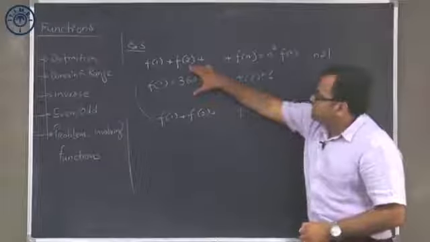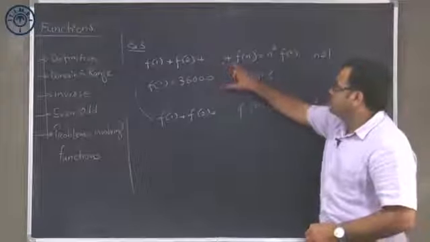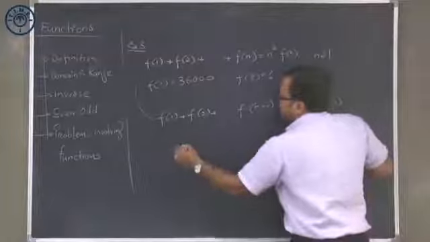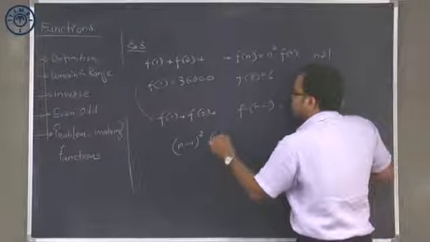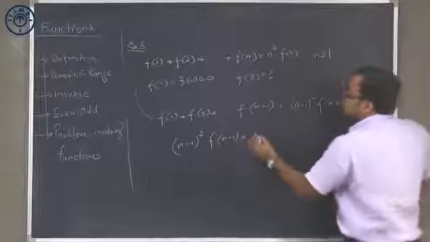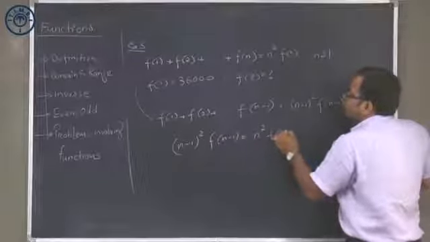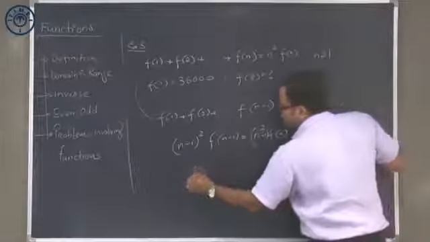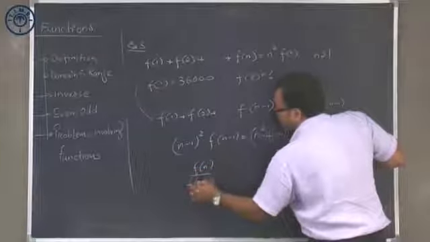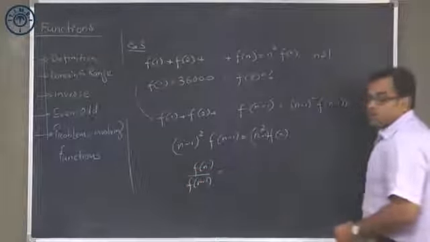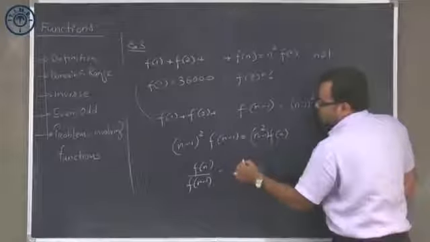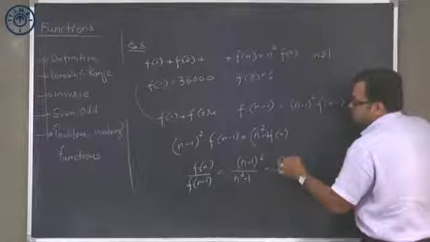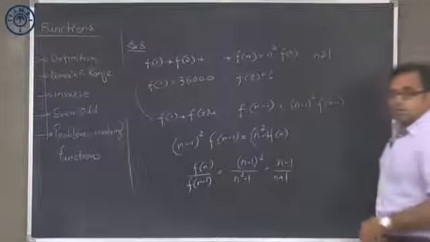Now from here, if I substitute this thing here, this will be f of n minus 1 plus f of n, and this is equal to the whole series. So substituting till f of n minus 1, I will get n minus 1 whole square into f of n minus 1 is equal to n square f of n plus f of n. So this will become minus 1. So from here we get f of n upon f of n minus 1 is equal to n minus 1 whole square upon n square minus 1, which is equal to n minus 1 upon n plus 1.